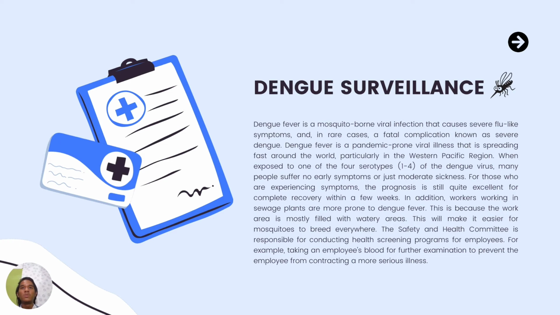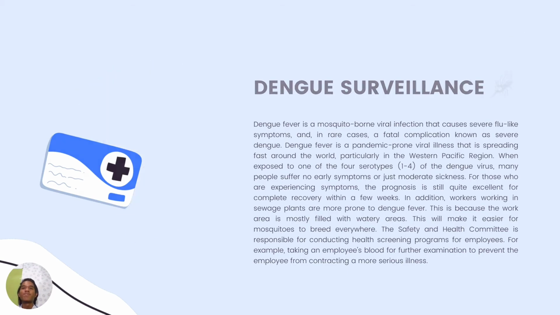In addition, workers working in sewage plants are more prone to dengue fever. This is because the workers' area is mostly filled with watery areas, which makes it easier for mosquitoes to breed everywhere. The Safety and Health Committee is responsible for conducting health screening programs for employees, for example, taking an employee's blood and doing further examination to prevent the employees from contracting a more serious illness.